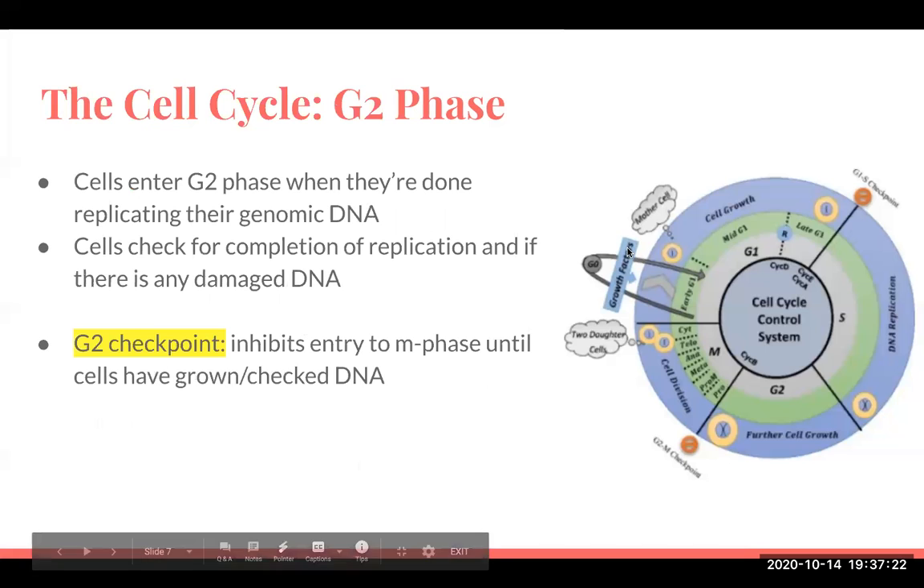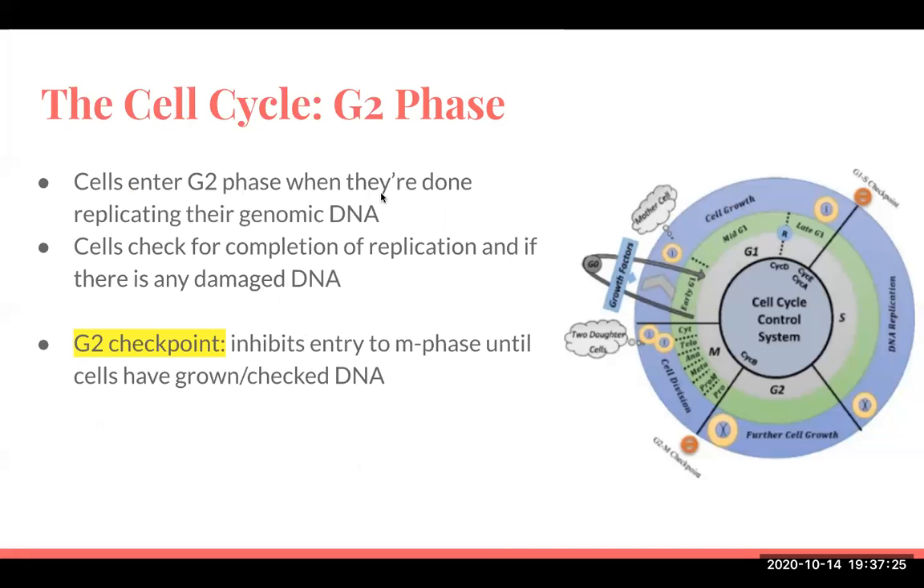After S phase, we go to G2 phase. They go to G2 phase when they're done replicating their genomic DNA. Once the genomic DNA is fully replicated, they check that it's replicated correctly and completely, and if there is any damage. If it's not, it gets stopped at the G2 checkpoint, which inhibits entry to M phase until everything is right. So a cell could get stuck at the G2 checkpoint if there is DNA damage.